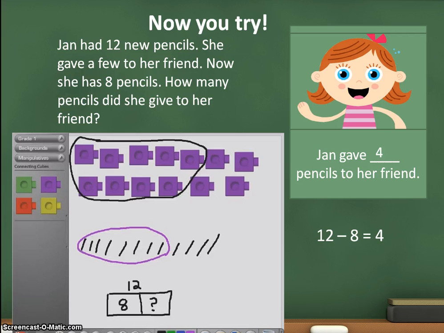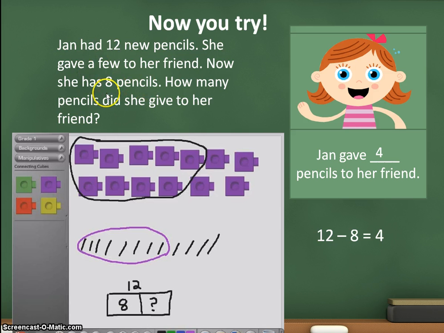Okay then, let's see. Jan had 12 new pencils at first. She gave some away, but we don't know how many. But we do know how many she had left. 8 is smaller than 12, and that's what she ended up with, which means there was subtraction because she lost pencils to get to the new number of 8. So I know I'm going to subtract.